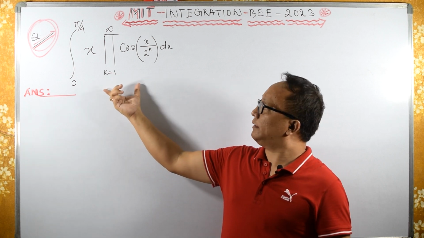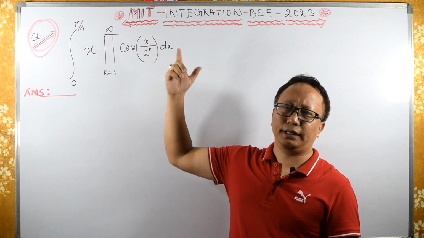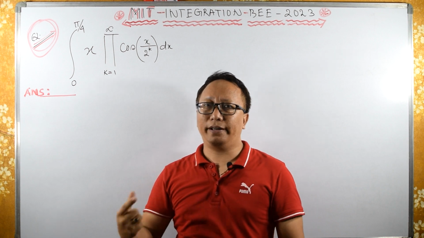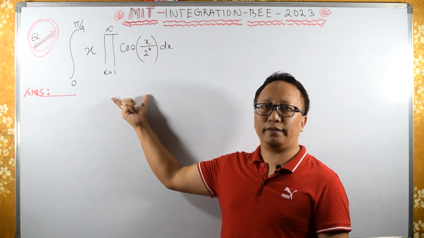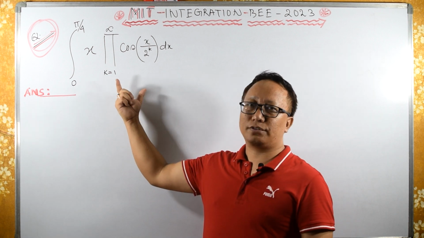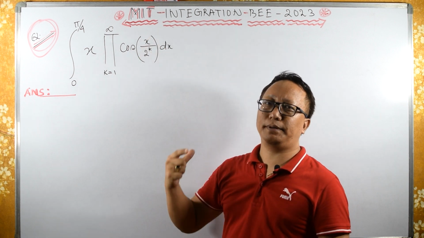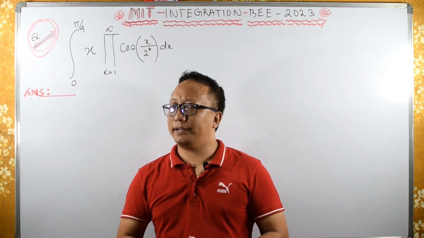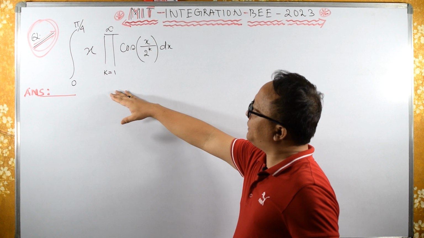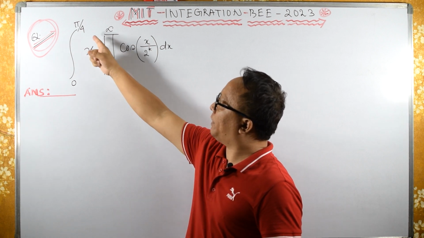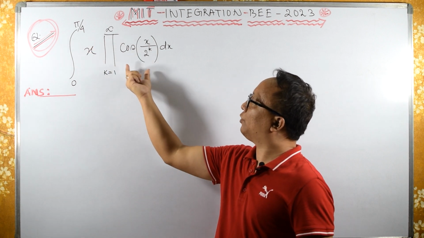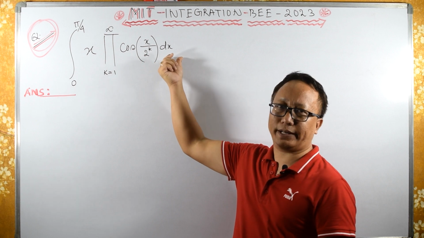Now this integration was asked by MIT Integration B qualifying exam. So this is just a qualifying exam, please keep in mind. As you know, MIT Integration B has different levels. Now look at this integral: we have 0 to pi by 2, x into pi cos of this, into dx.